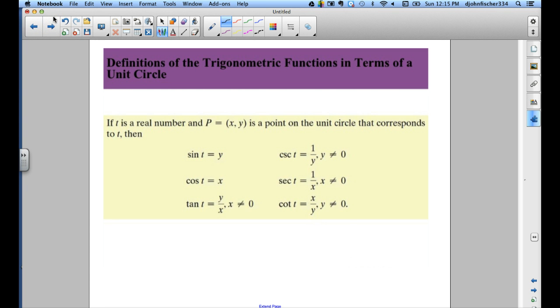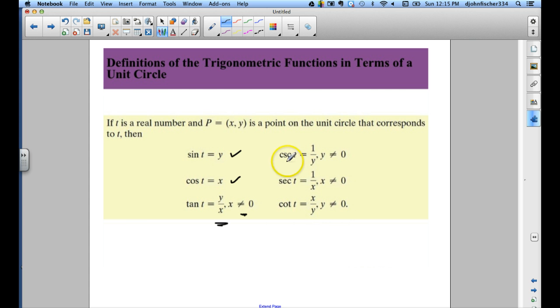If t is a real number and P, the point x y, is a point on the unit circle that corresponds to t, then the sine of t is equal to the y coordinate of that point. Sine of t equals the y coordinate. Cosine of t equals the x coordinate. Tangent t is equal to y over x, where x cannot be 0.